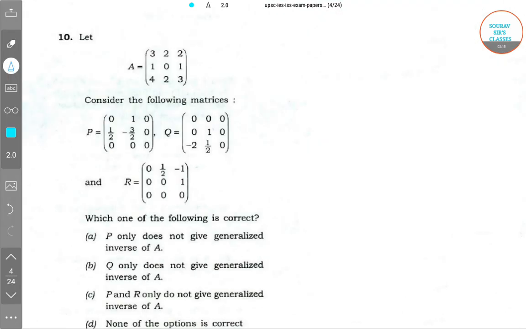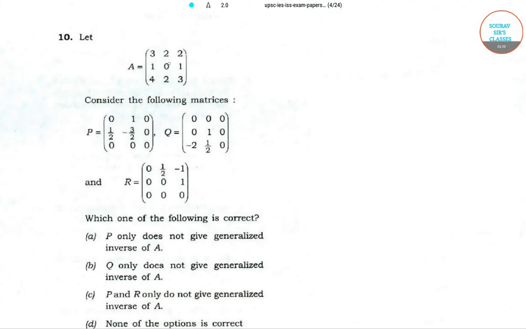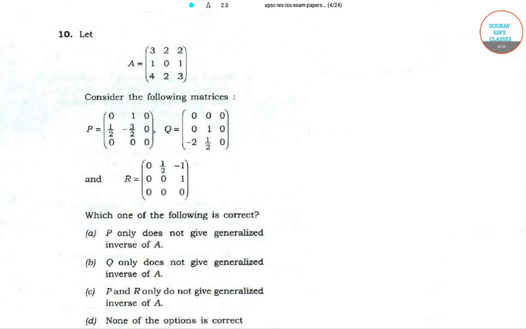The next question is, let A be a matrix which is 3, 2, 2, 1, 0, 1 and 4, 2, 3. Consider the following matrices. Now we have been given three more matrices which are P, Q and R. Then which of the following is correct? Option A, P only does not give generalized inverse of A. Option B, Q only does not give generalized inverse of A. Option C, P and R only do not give generalized inverse of A. Option D, none of the options is correct.